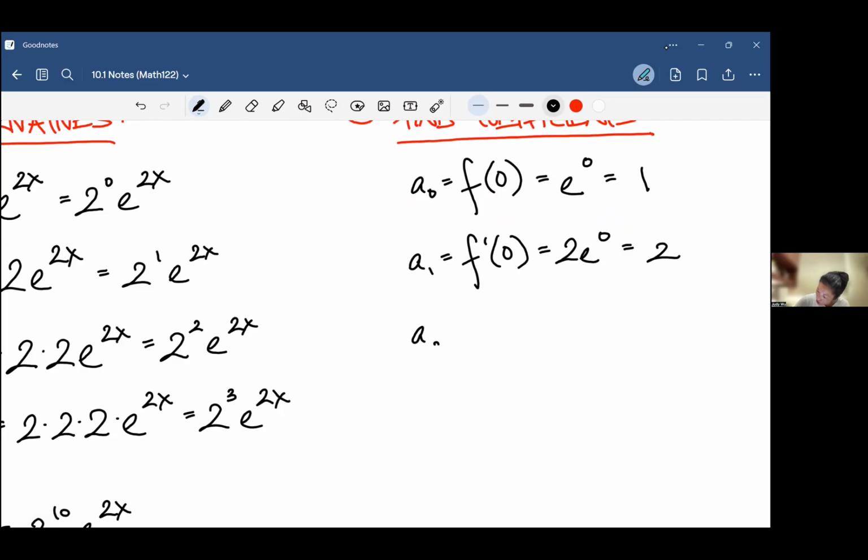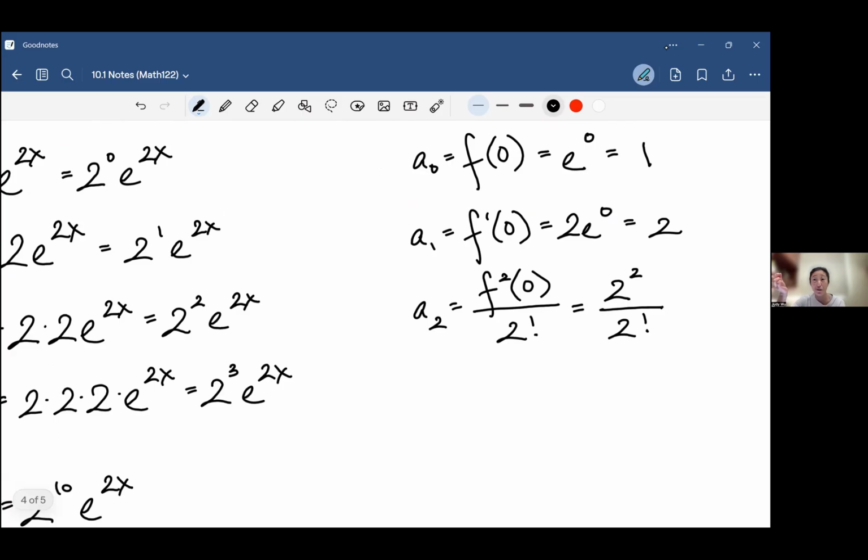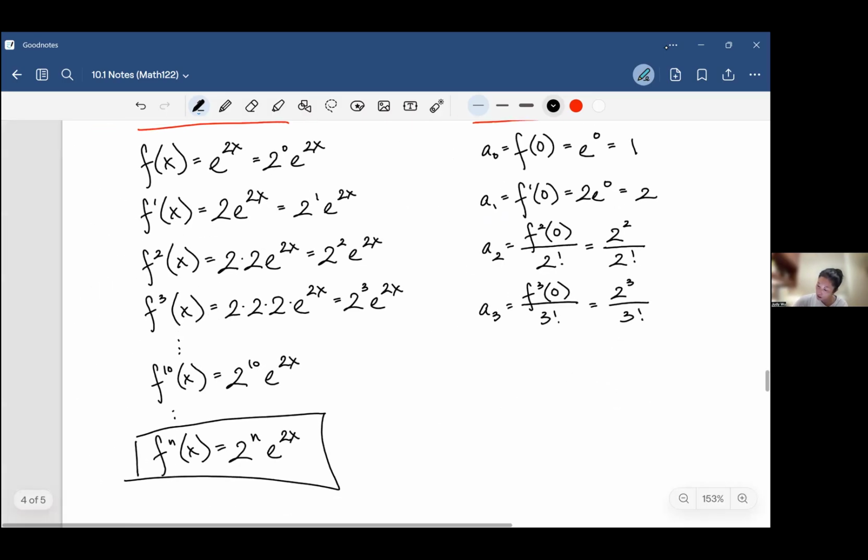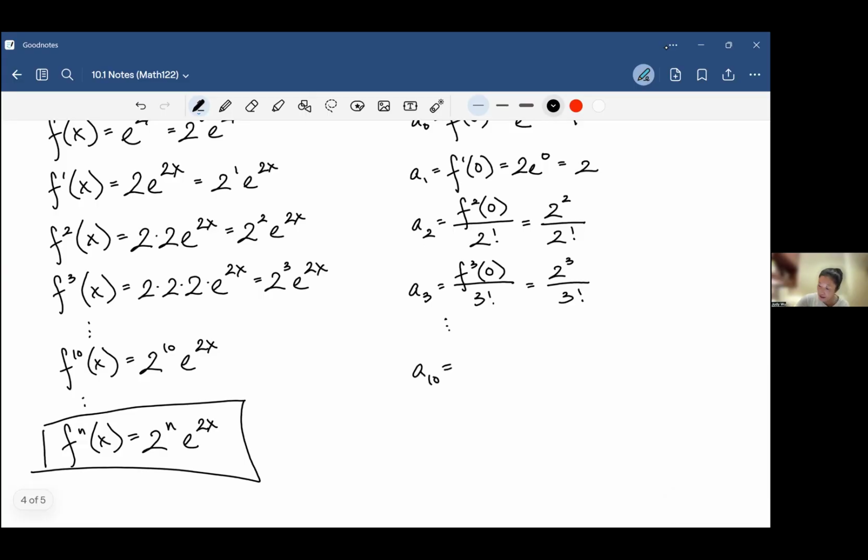Okay, a2. We know this is the second derivative at 0 divided by 2 factorial. So this is going to give me 2 squared over 2 factorial. And even though I could simplify this, because I'm looking for patterns, I'm going to wait on simplifying. Okay. a3 is f triple prime of 0 over 3 factorial. So that's going to be 2 to the third over 3 factorial. Now let's use this to guess what we think our a10 is going to be. I bet it's going to be the 10th derivative of 0 over 10 factorial. So that'll be 2 to the 10th over 10 factorial.